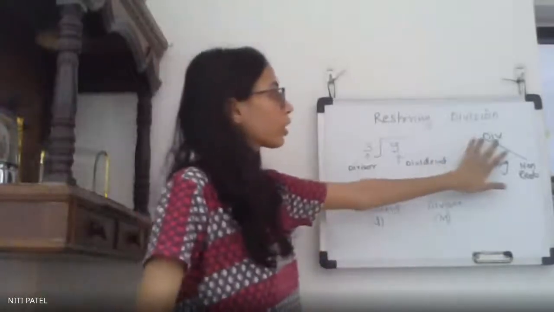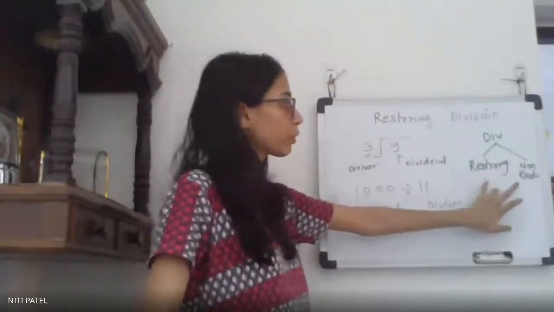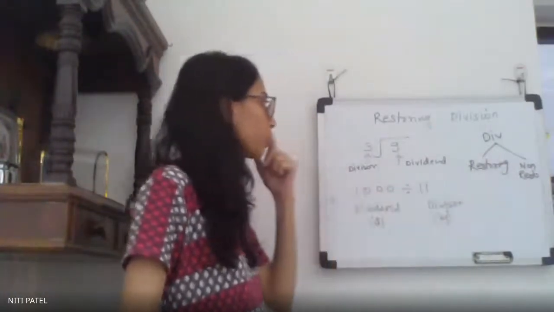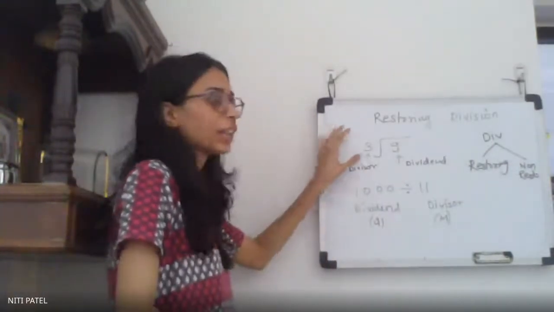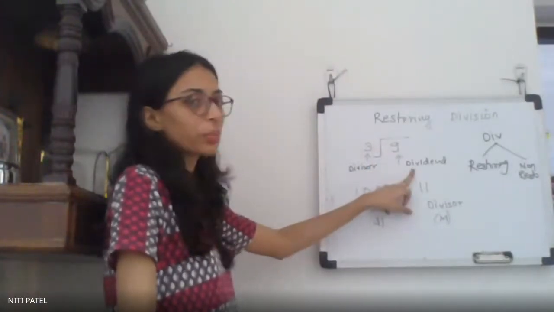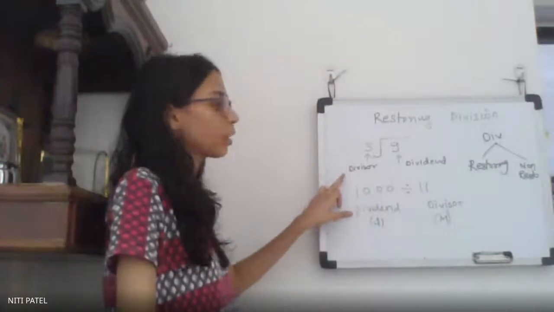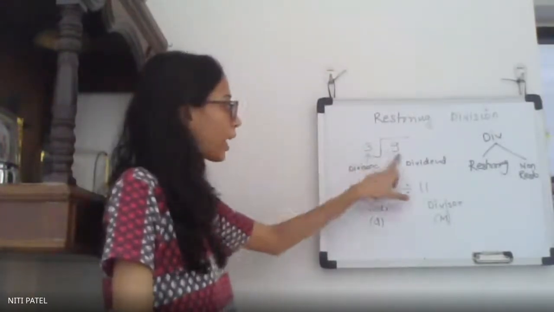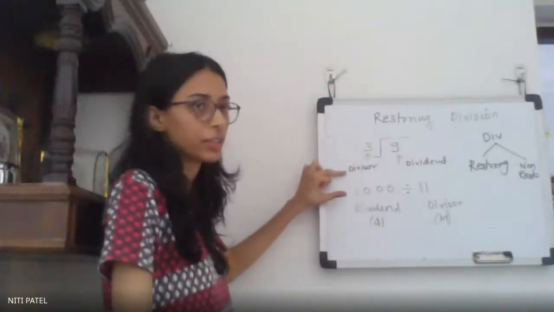So division algorithms are divided into two: restoring division and non-restoring division. Today we'll be seeing restoring, and in the next lecture we'll do non-restoring. Whenever I divide two numbers, the number 9 is considered the dividend and the number 3 is considered the divisor. We say we are dividing 9 by 3. So 9 is the dividend and 3 is the divisor.